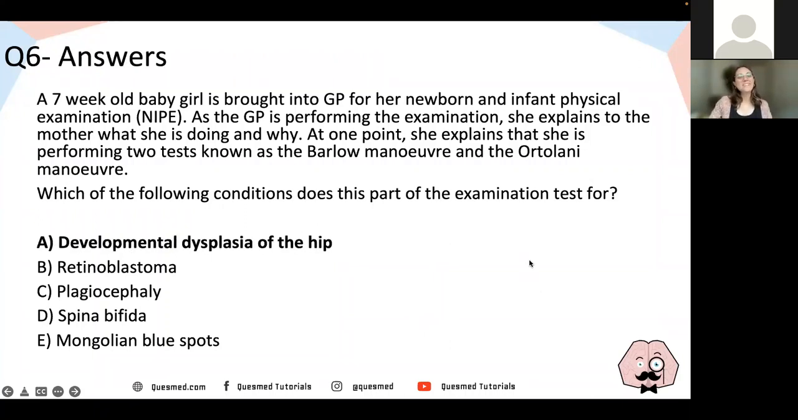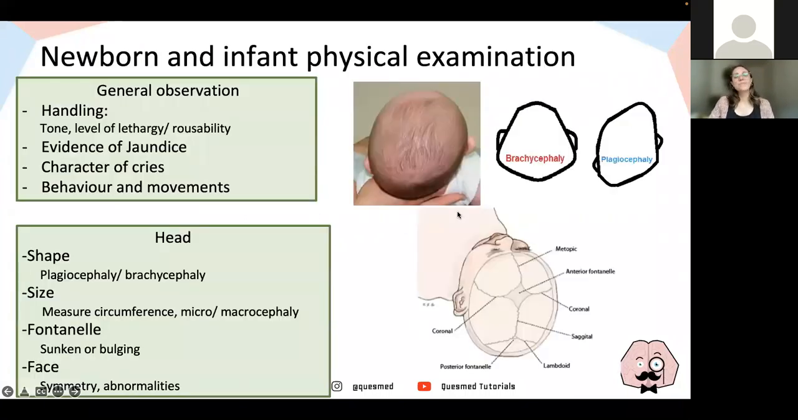So everyone must have heard of these two tests that are performed for developmental dysplasia of the hip. Now, the more interesting way to remember them is which, but we'll cover them in a minute. So I'm just going to go into a little bit more detail about the NIPE. Like I mentioned, it's good to have a nice systematic approach if you ever do this examination, if you've done it in your dissertation or your next job.